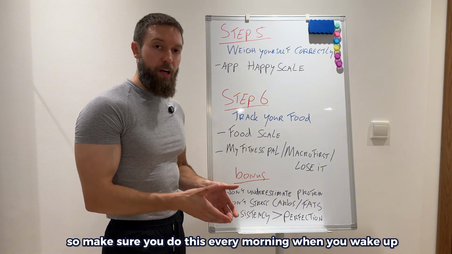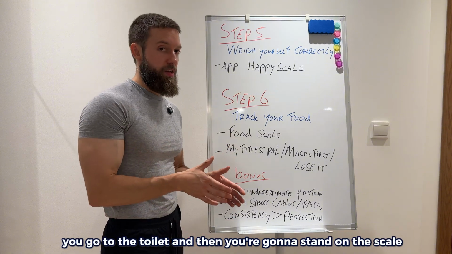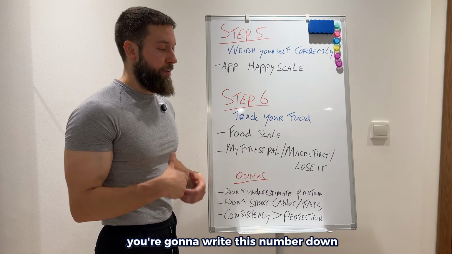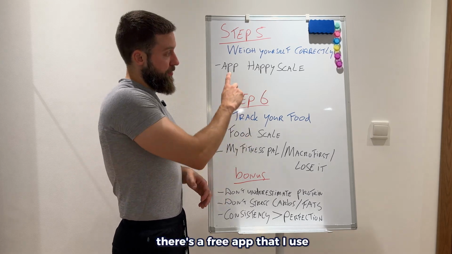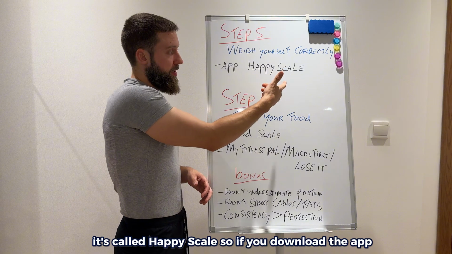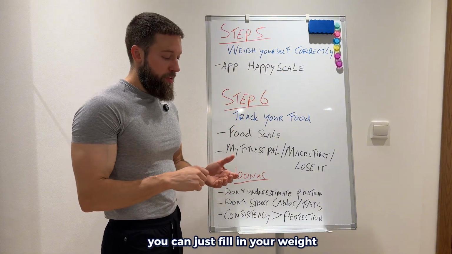Every morning when you wake up, you go to the toilet and then you're going to stand on the scale. You're going to write this number down. You don't have to write it down yourself. There's a free app that I use. It's called Happy Scale. So if you download the app, you can just fill in your weight.